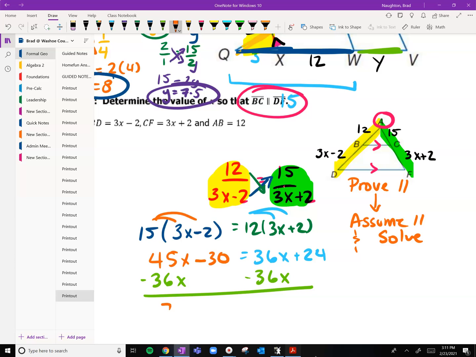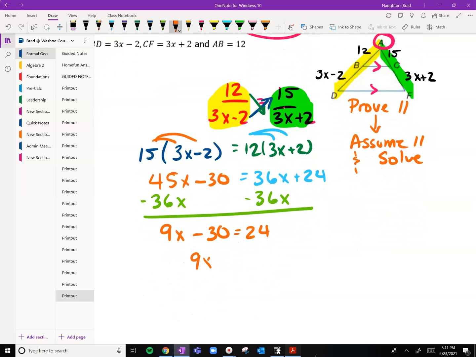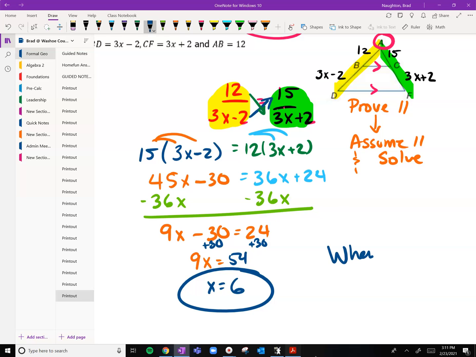And so we're going to get 9x minus 30 is equal to 24. So 9x is equal to, when I add this 30 over, 54. And then we're all pretty good at this, but 54 divided by 9 is going to give me 6. So when x equals 6, then BC is parallel to DF.